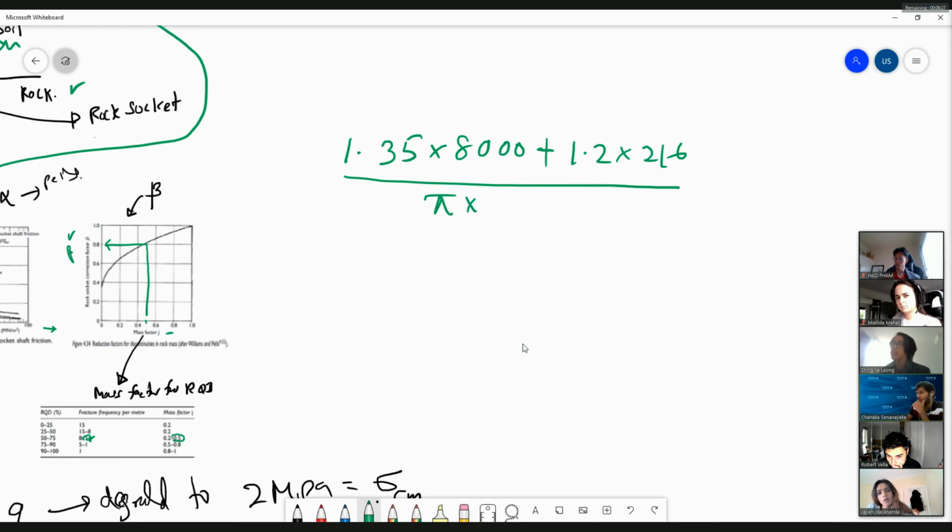5 pi D. It's 1 meter. And this is the length, okay? 5 pi D L. This should be equivalent to the FSU. FSU is, as Robert said, 0.6 MPa. Then what is the initial approximation there? In meters, how much you got?